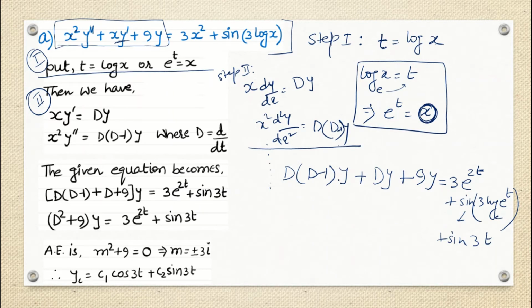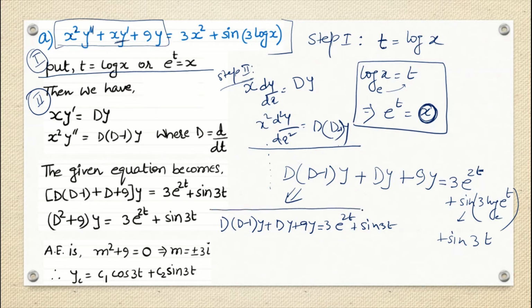Okay, so the next step is I'm going to rewrite the same thing here. This is nothing but (D² - D + 9)y is 3e^(2t) plus sine 3t. Since my two steps are done, right? Only two extra steps we had to follow. Now just imagine that this is the question given to you and you have to solve it using the CF plus PI method that we had seen, the different types.